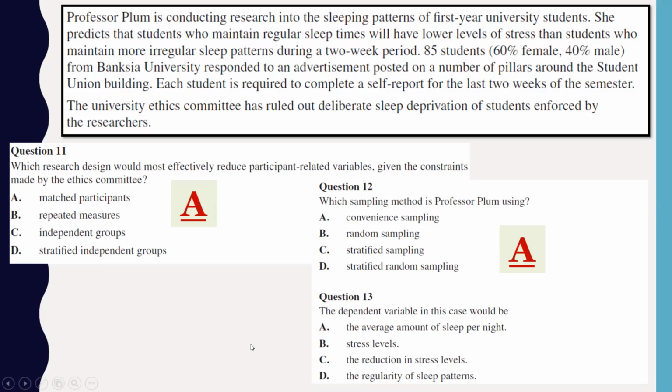Question 13, what would the dependent variable be? So what is Professor Plum measuring for change? What is the effect that Professor Plum is looking for in terms of her results? It says that she predicts that students who maintain regular sleep times will have lower levels of stress.